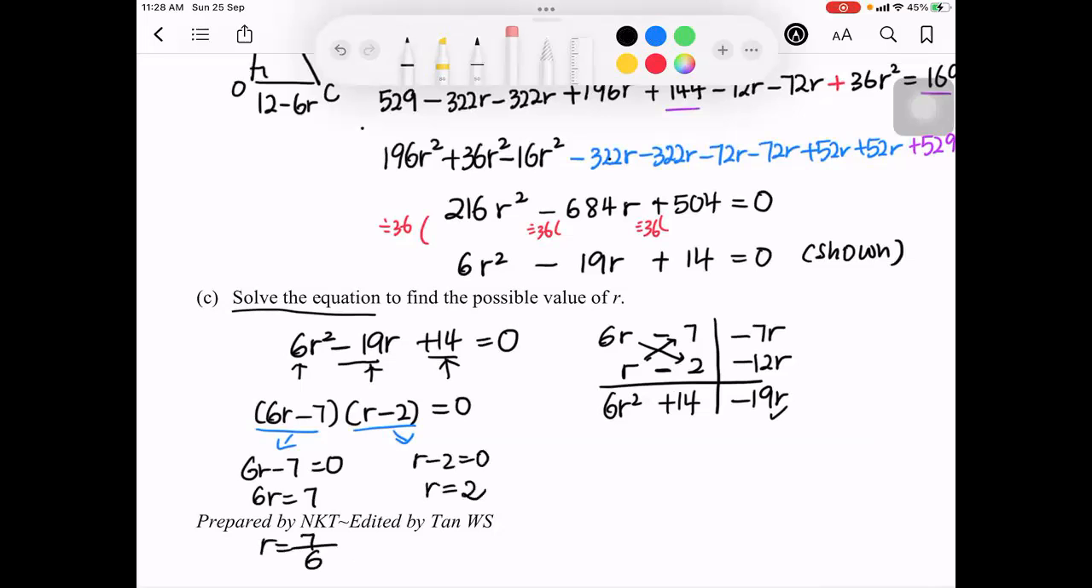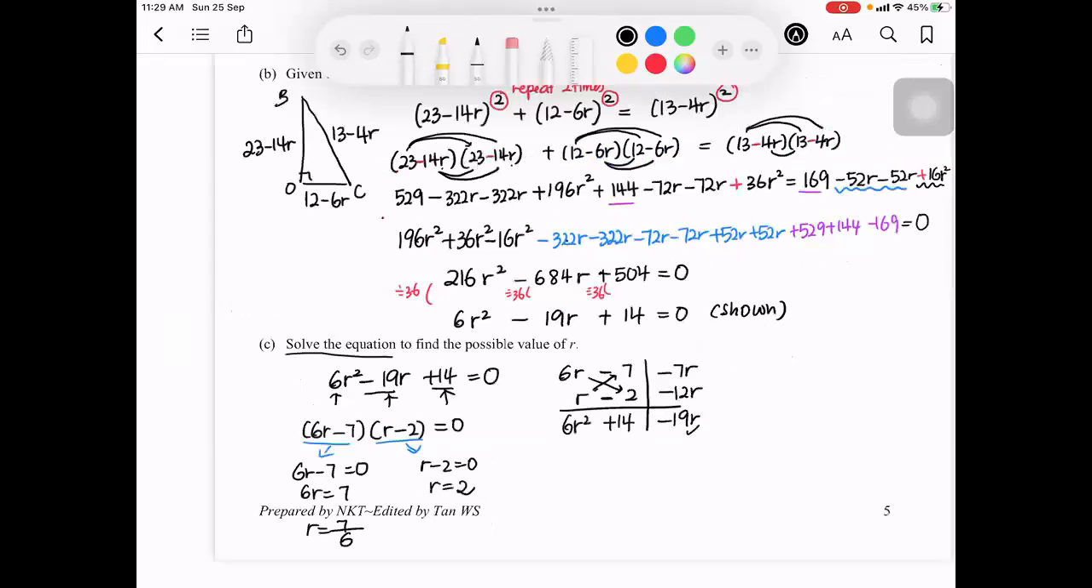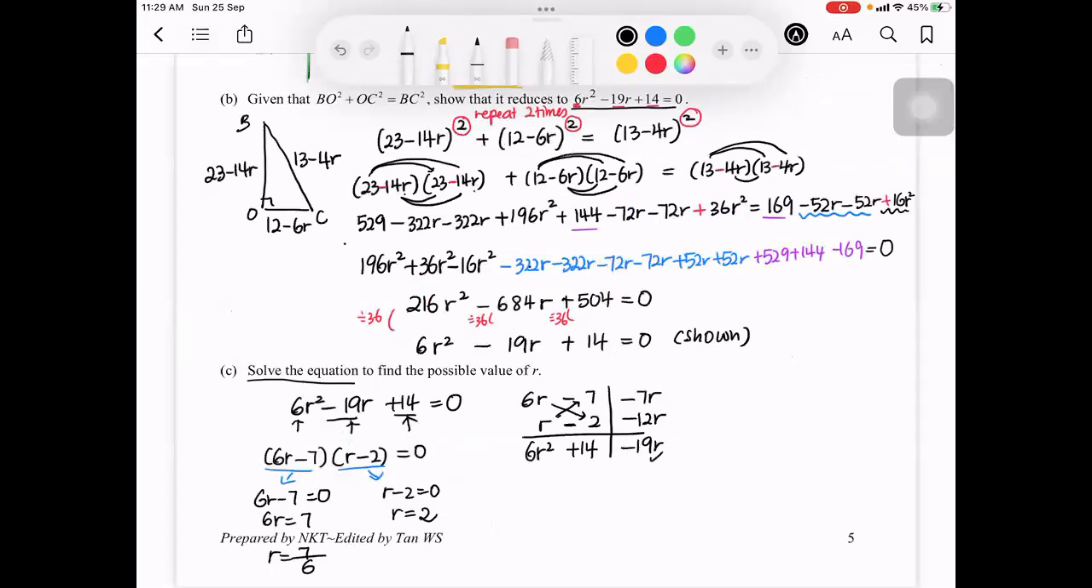Okay, then they say find the possible value of R. For this one, we need to take note of our question. Both have two answers, both are positive, and it looks like I can accept both answers, but I must check, okay? Look at my diagram here. The shorter side is my OC.